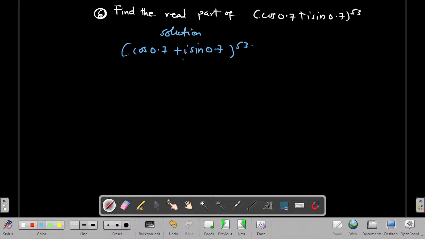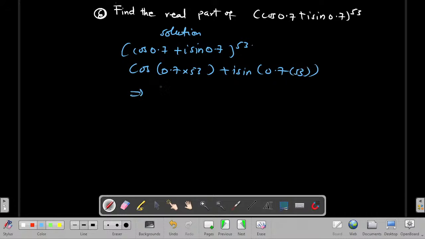It's so simple, right? De Moivre's theorem says if you have any complex number expressed in its polar form, and you can see this is a perfect polar form because we have the cosine and the sine, then if it is raised to the power n of any value, the answer is simply you multiplying your argument by the n, and that is all. So we simply get cosine of the expression 0.7 times 53 plus i sine of the expression 0.7 times 53.